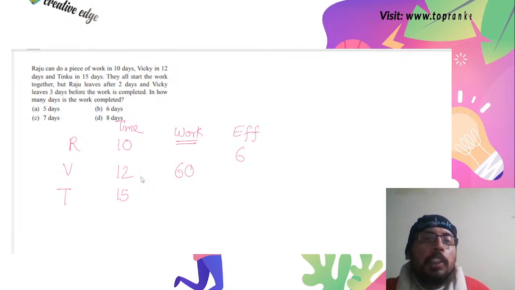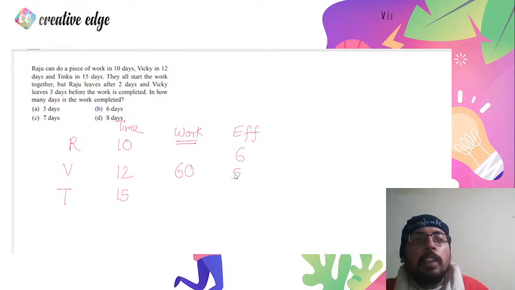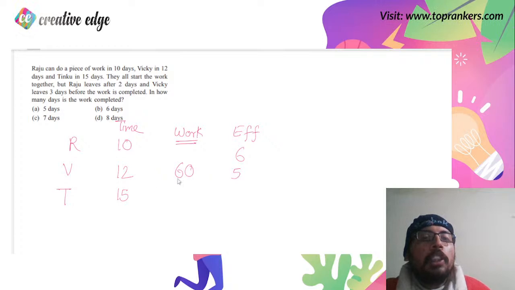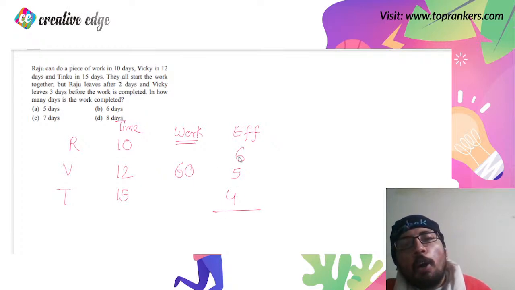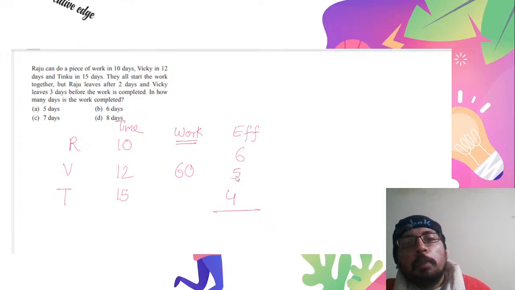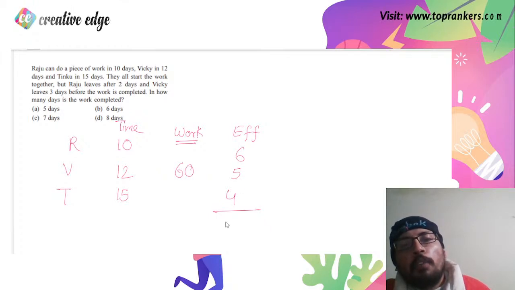Vicky can do 60 upon 12, that is 5 units of work in a single day, and Tinku can do 60 upon 15, that is 4 units of work in a single day. Now what it reads: they all start the work together, means they begin to work. So in one day, how much work can they do? 6 plus 5, 11, 11 plus 4, 15.